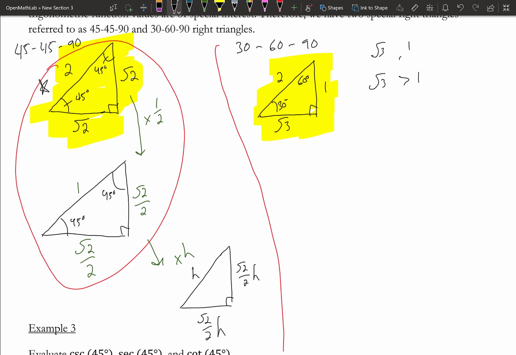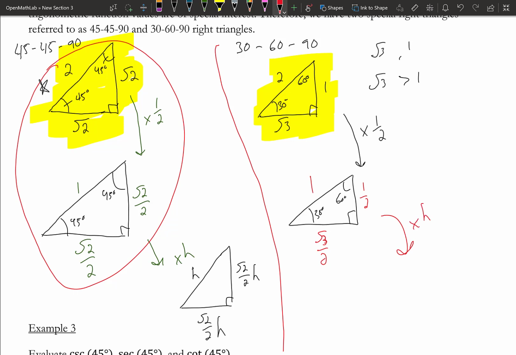And then, if you want to get some alternate versions like we did here, we can get a similar triangle. We can multiply all the sides by a half. So we get 1, 1/2, radical 3 over 2. And then I could take that and multiply all the sides by h, to come up with h for the hypotenuse, 1/2 h for this leg, and radical 3 over 2 times h for this leg, where this is 30 degrees and this guy is 60 degrees.